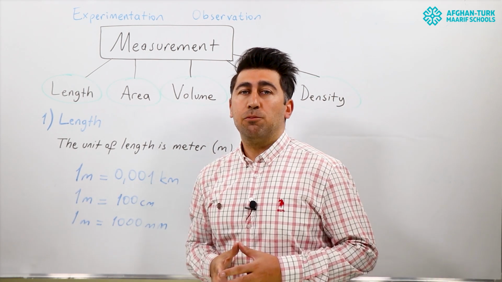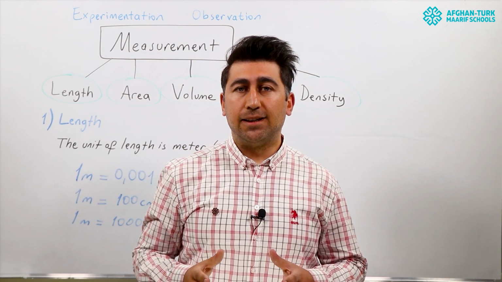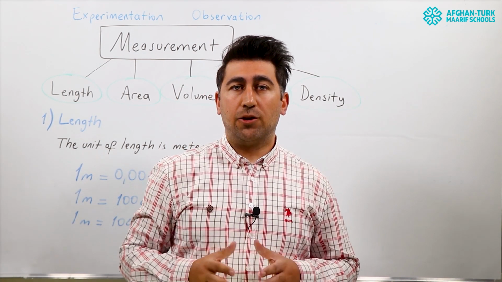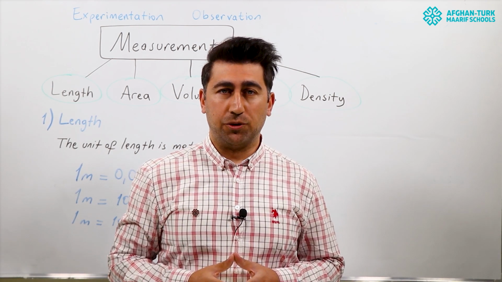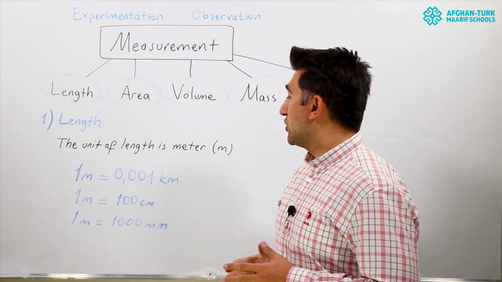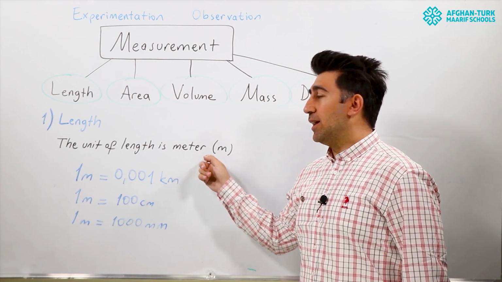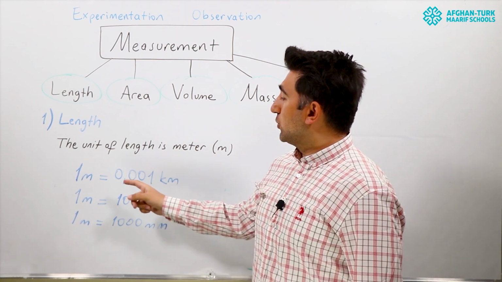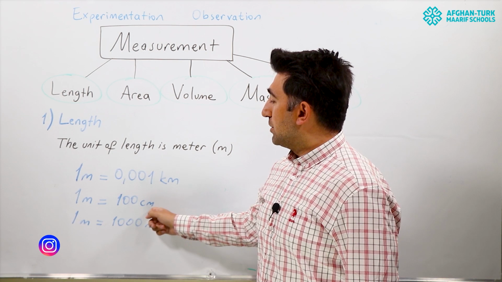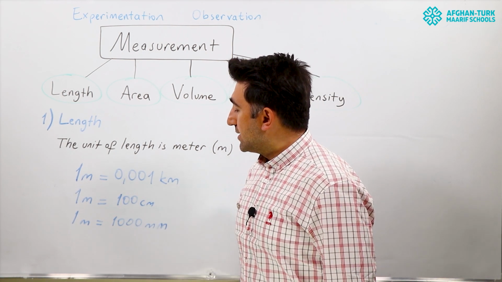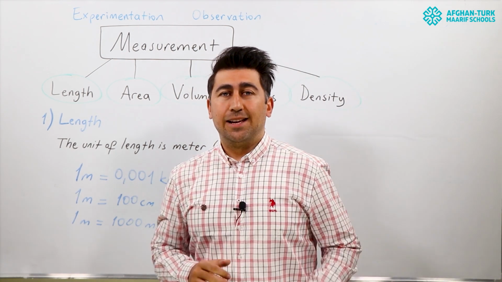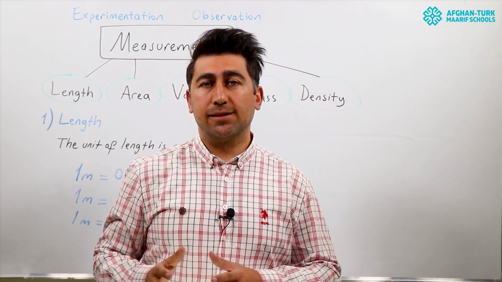Length is a type of measurement. It tells us how long or how wide something is. According to the International System of Units, aka SI, the unit of length is meter, which is represented with a small letter m. 1 meter is equal to 0.001 kilometer, 100 centimeter, and 1 meter is equal to 1000 millimeter. Okay, let's solve an example to understand length clearly.